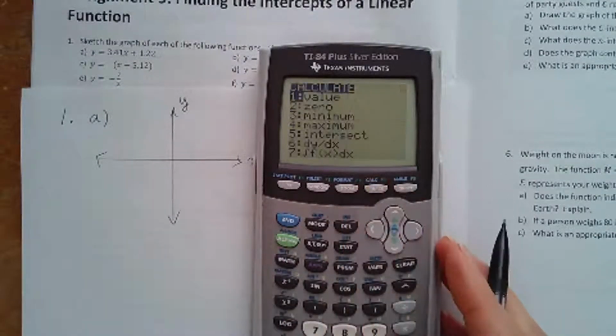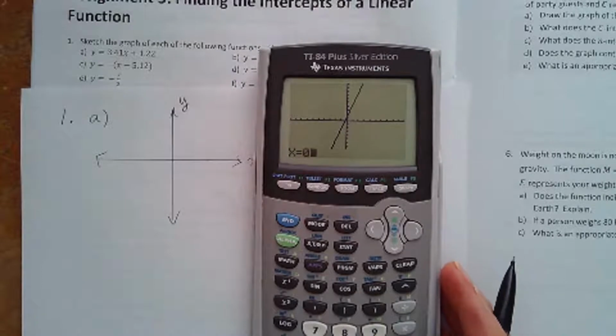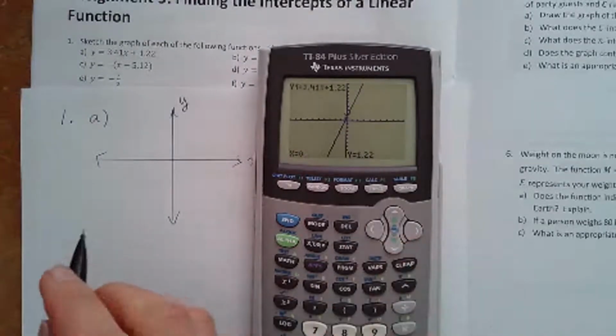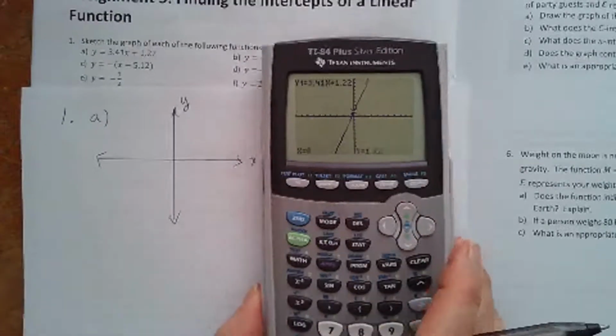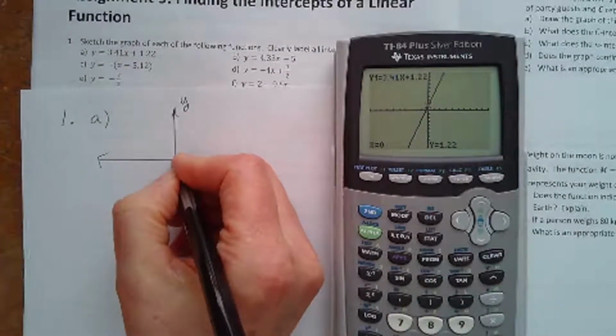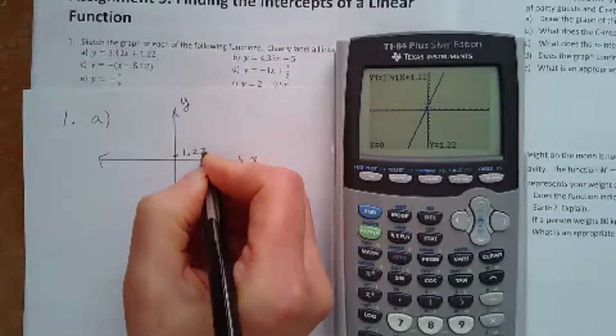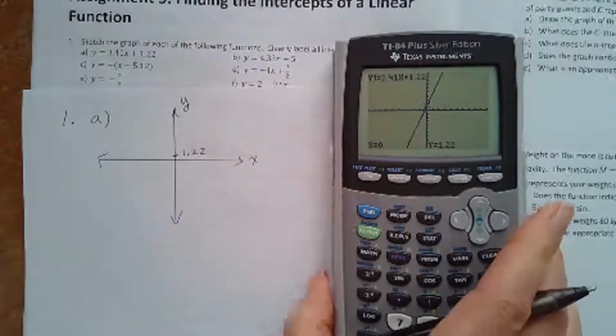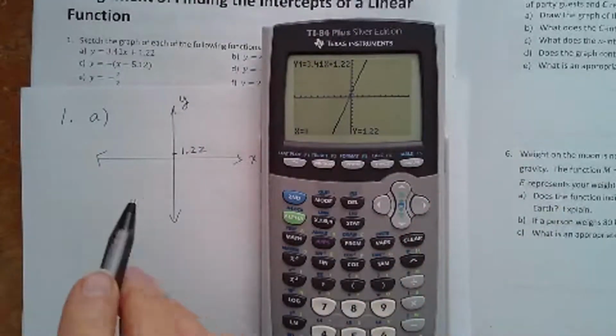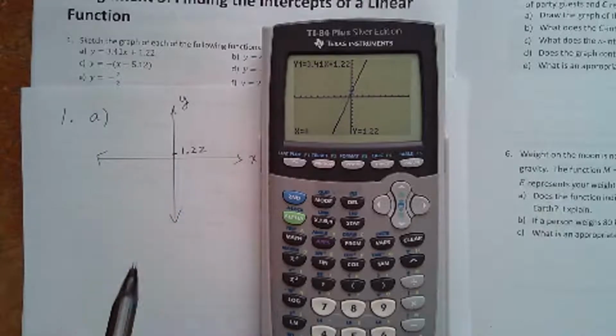Second calc value, put a 0 in, and I get 1.22. So that's where my y-intercept is. Right here, really teeny tiny amount of distance from the origin, okay? So positive 1.22. Now let's find the x-intercept. It's right around here as well.